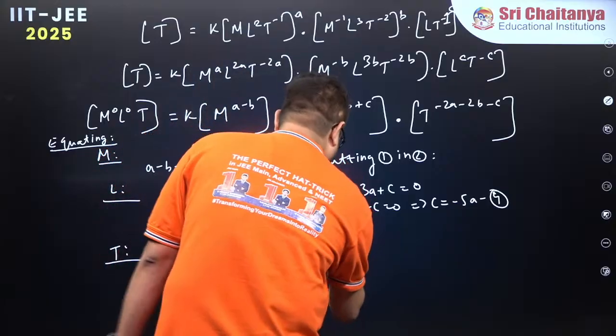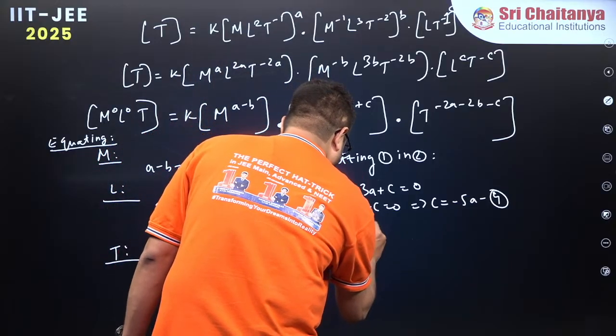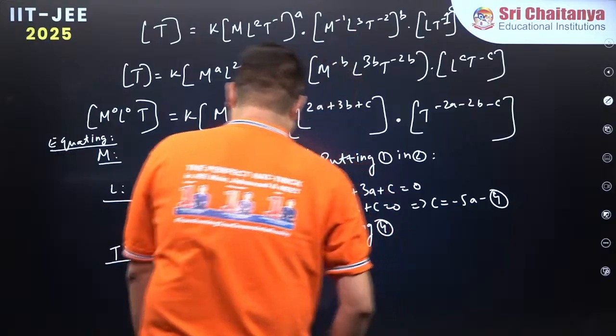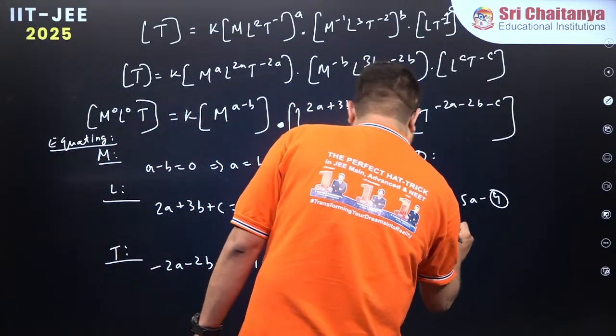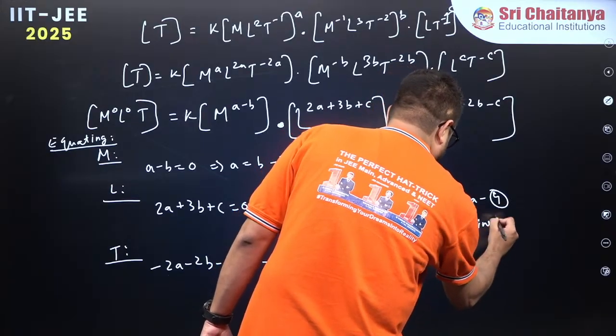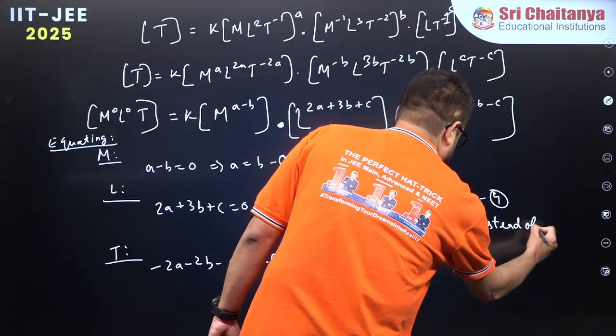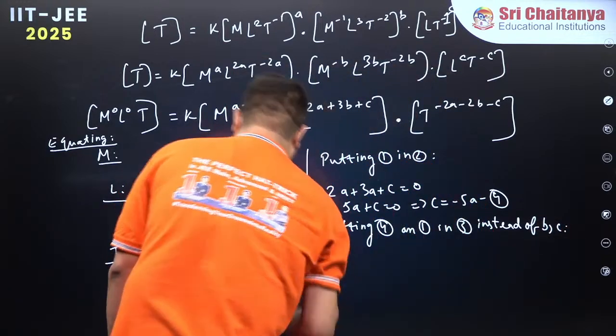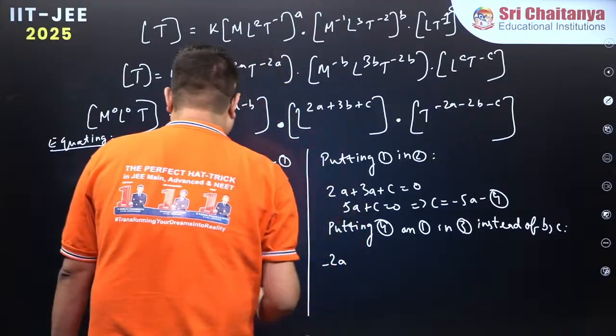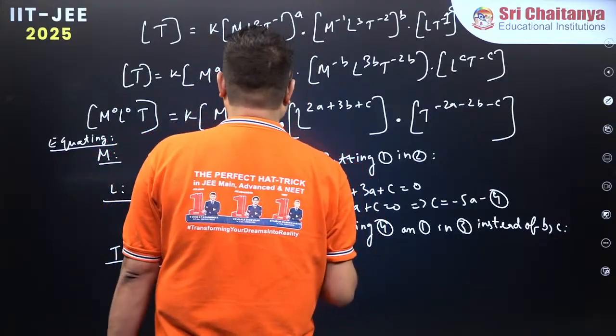So now if I am going to put equation number 4 and 1 in 3, instead of b and c, sorry, what I will get, minus 2 is there already. So b is equal to a, isn't it? We were having b is equal to a, isn't it?